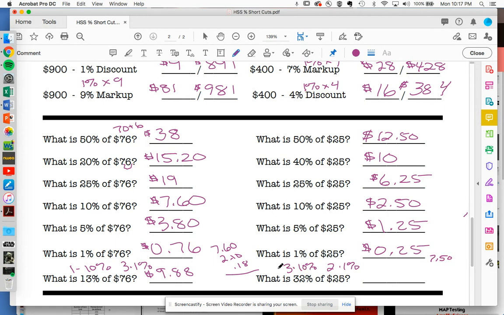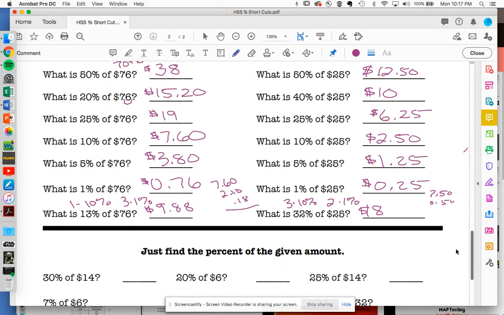Okay, now that's the 3 10%. Now I need 2 1%. Well, 1% was 25 cents. I need how many of those? 2. 2 times 25 cents would be 50 cents. And when I add all that up, I get $8. Okay, and you did all that in your head without a calculator.